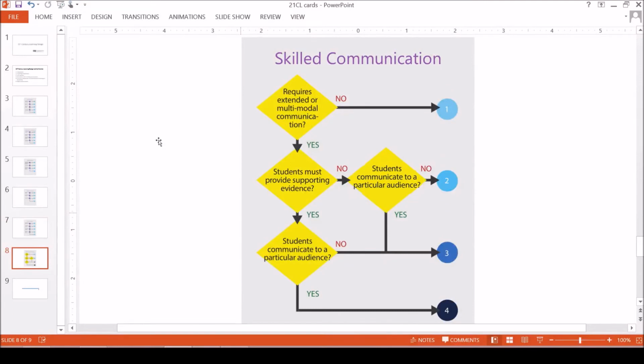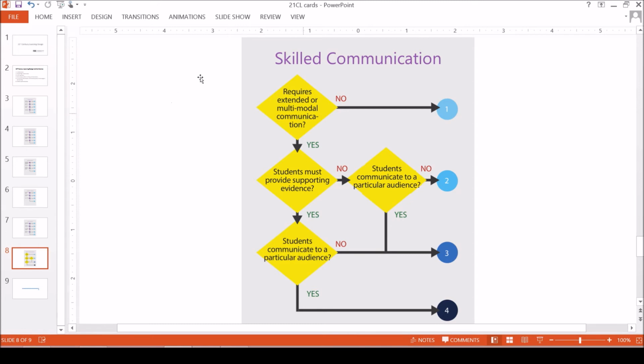Our last skill that we're going to assess in this rubric is skilled communication. Now this one looks a little different. It's a little more complicated, but once you get into it, it's really not that much to it. So skilled communication looks at whether or not the students are working on developing communication skills, which again we associate with these 21st century skills as something that students are going to need to be able to do in school and outside of school.